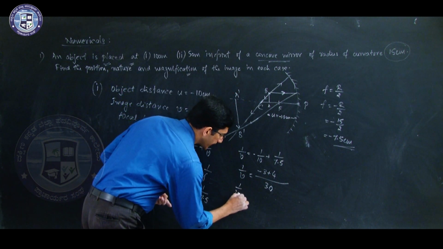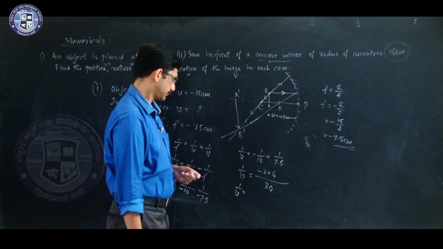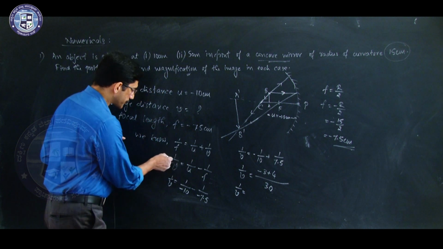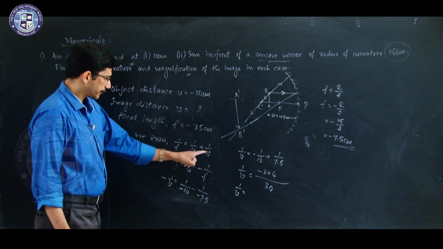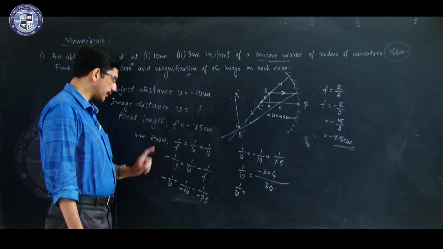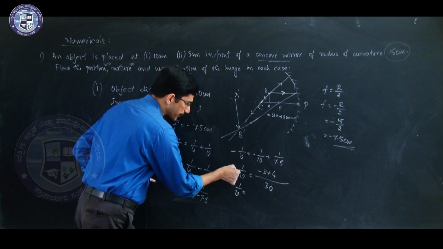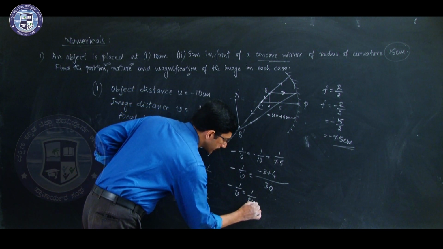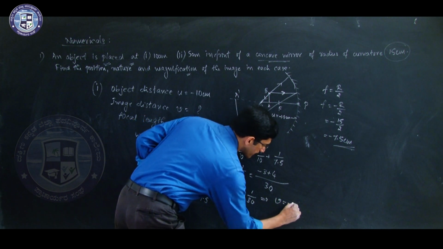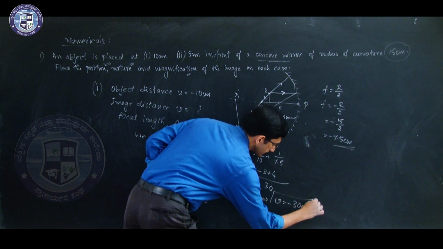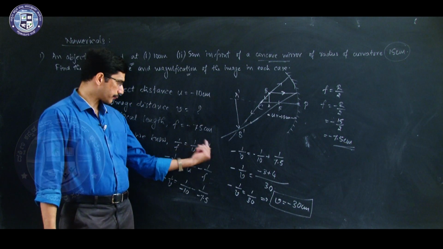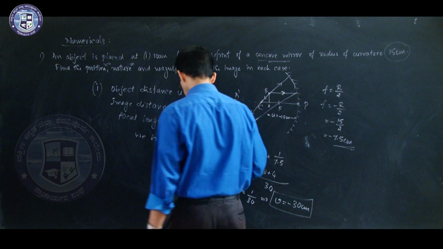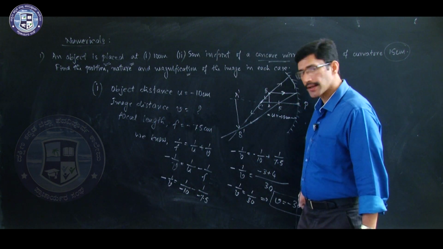I have taken this 1 by V to the left. So, it is minus 1 by V, here also it is minus 1 by V. So, minus 1 by V is equal to 1 divided by 30, that means the image distance V is equal to minus 30 centimeter. So, I have taken this 1 by V to the left, therefore, it becomes minus, and this F to the right, therefore, it becomes plus. So, the image distance is minus.